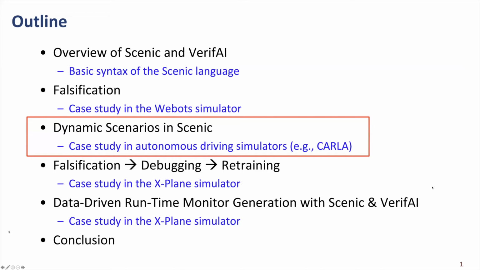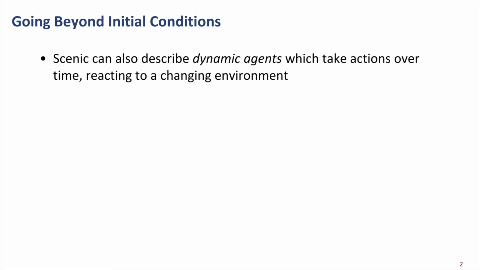Okay, so as Sanjit said, I'm going to start out by talking about some extensions we added to Scenic more recently, allowing you to encode dynamic scenarios, not just initial conditions like we saw in the last example. And then from there, we'll talk about how you can go from falsification to actually doing delta debugging, as Sanjit mentioned, and actually using that to improve the performance of your system through intelligent retraining. So to start out here, let me talk about the features in Scenic for going beyond initial conditions to describe dynamic agents and how they behave over time.